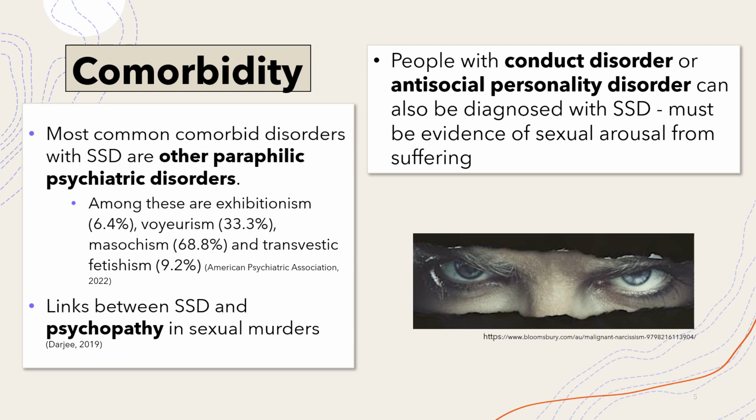SSD may also present with various other disorders. So now we can discuss comorbidity. So the most common comorbid disorders with SSD are actually other paraphilic psychiatric disorders. Among these include exhibitionism, voyeurism, masochism, and transvestic fetishism. Links between SSD and psychopathy have also been found in sexual murders. And it's worth noting that people with conduct disorder or antisocial personality disorder can also be diagnosed with SSD, though there must be evidence that they have sexual arousal from the suffering of their victims.